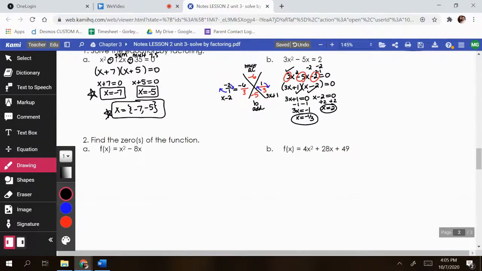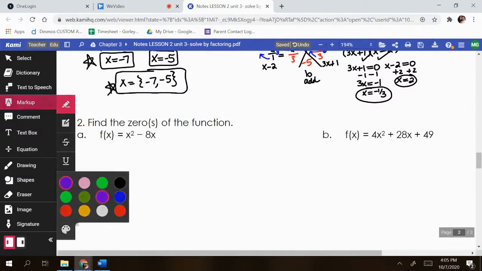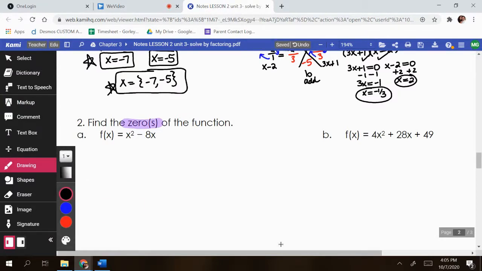Down here, we're just doing more practice with finding the zeros of the function. Remember, what is a synonym for the word zeros? Solution, root, x-intercept, those are all synonyms. Remember, to find an x-intercept, all I do is plug in 0 for y and solve for x. So if I plug in 0 for y here, I'd have 0 equals x squared minus 8x. It's already set equal to 0, so I'm going to use factoring to help me solve for x.